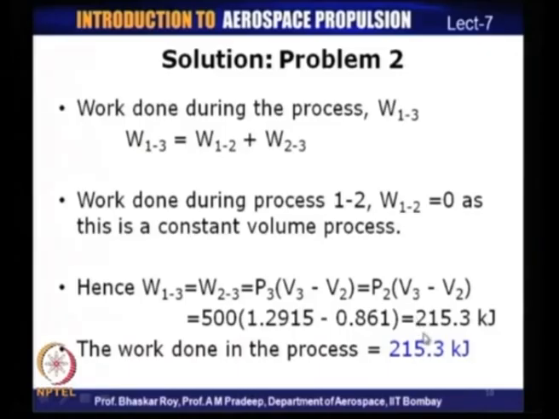So, 500 multiplied by 1.2915 minus 0.861. So, this comes out to be 215.3 kilojoules. So, the total work done during this process is 215.3 kilojoules. So, the net work done during the process is equal to the work done during the second process, and that was equal to pressure times the difference in the volumes.